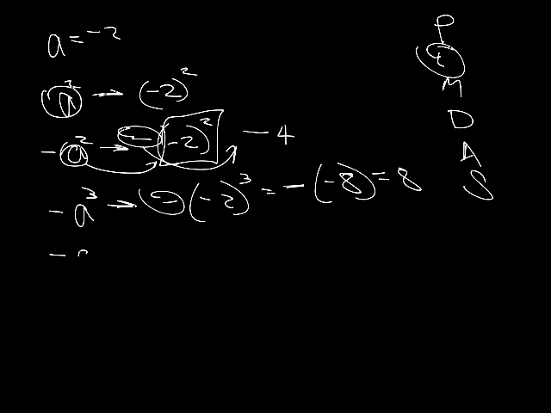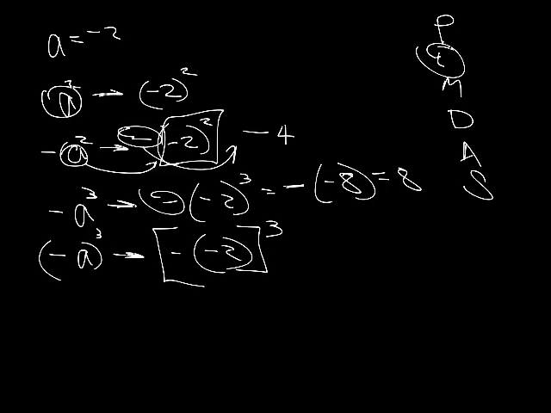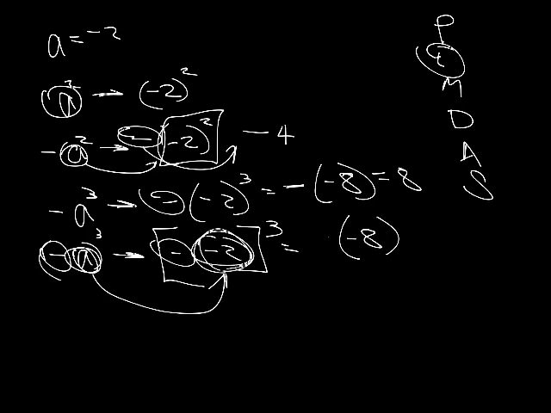What if I have negative a cubed? That says negative a is negative 2, so that whole thing is cubed. So see, every time I saw an a, I put it in parentheses, even though there's a negative right here. So that gives me negative 2 times negative 2 is 4 times negative 2 is negative 8. And then this negative here goes on there, which gives me a positive 8.